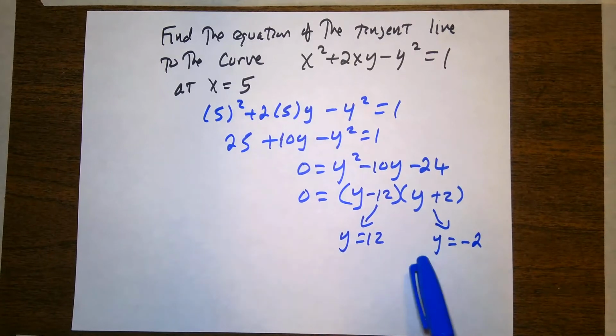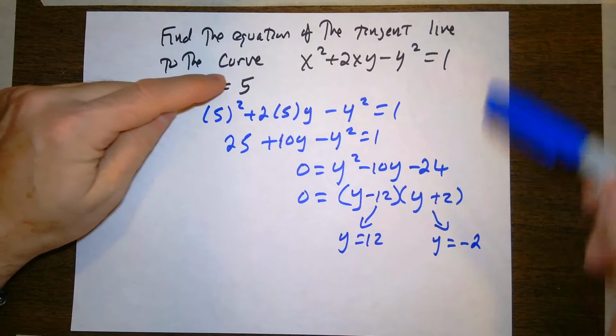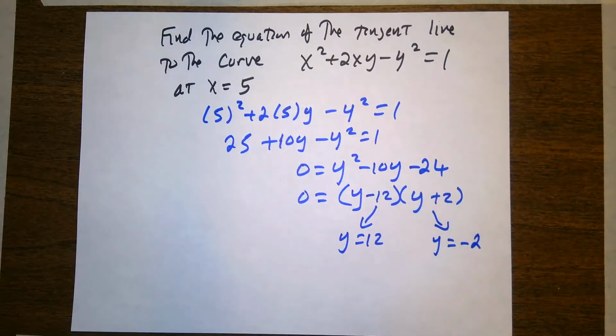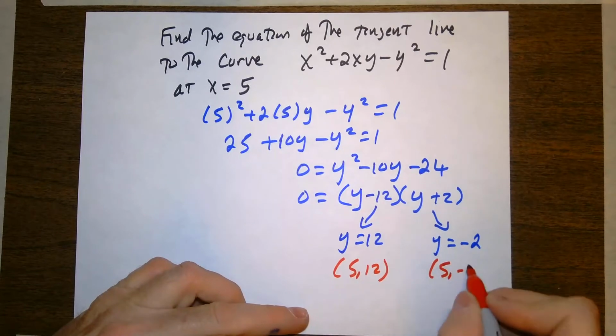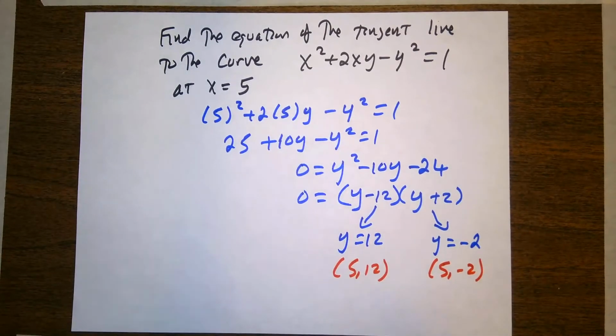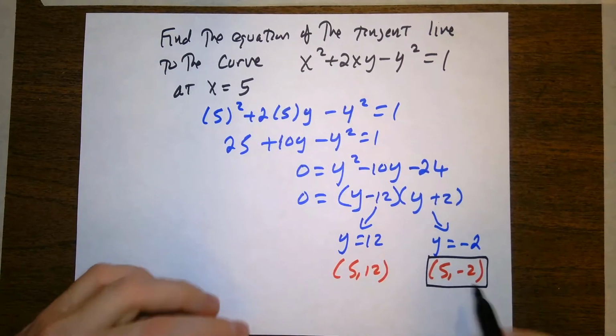So I've got two different points. X equals 5 is twice on this curve. I've got the point (5, 12) and the point (5, -2). So which point do I want? Which tangent line do I want? Well, we could go ahead and find both of them. Once we've got the derivative, that would be easy. But for the sake of this example, I'm only going to find the slope of the tangent line at this point right here.